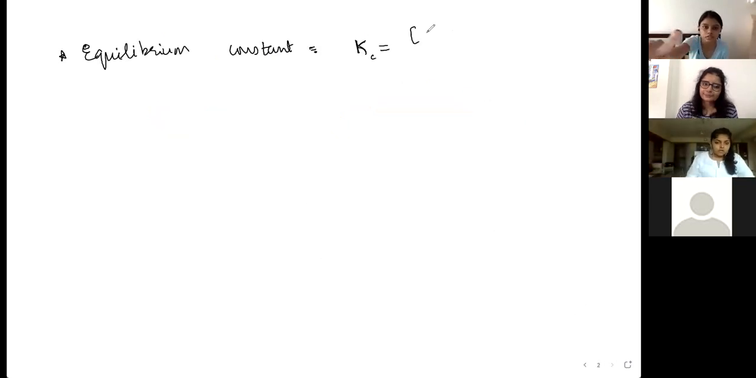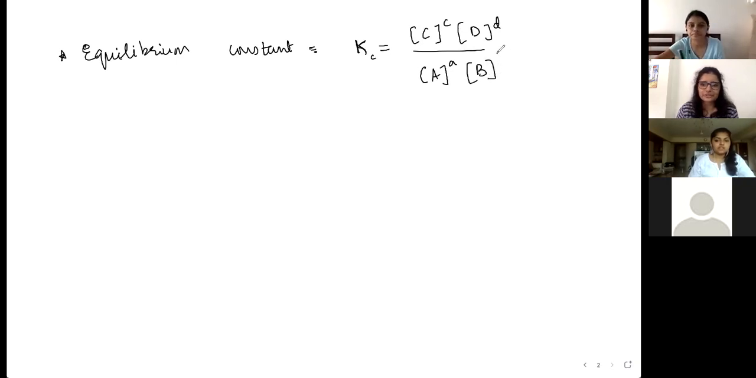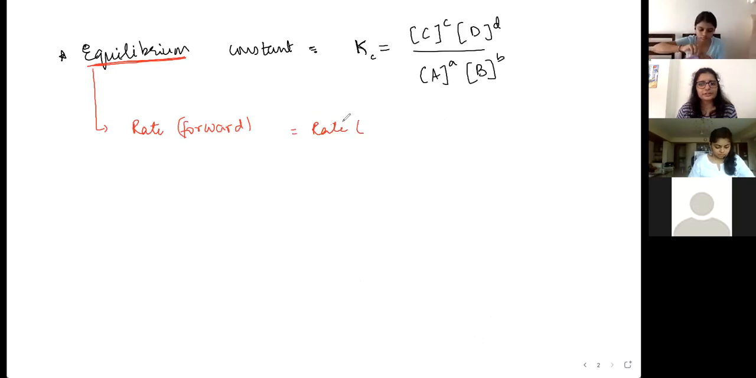The same variables that you've written on the right. Concentration of C to the power c, concentration of D to the power d, upon A and B. Okay. Equilibrium constant is relevant at equilibrium alone. So what do you mean by equilibrium? What happens during equilibrium? The rate of the forward reaction and the backward reaction are equal. So rate of the forward reaction equals rate of the backward reaction.